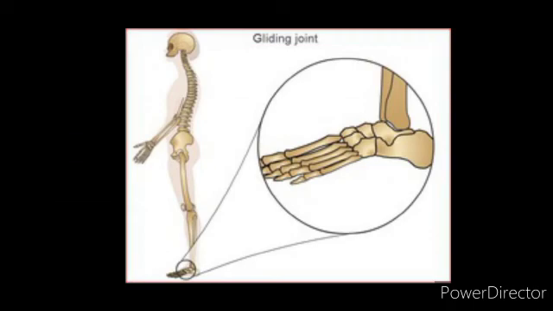Students, in this class we have learnt what joints are and two main types of joints: movable joints and immovable joints. And movable joints are again divided into four main types: hinge joints, ball and socket joints, pivot joints, and gliding joints.